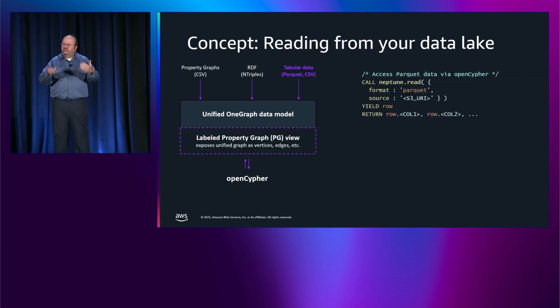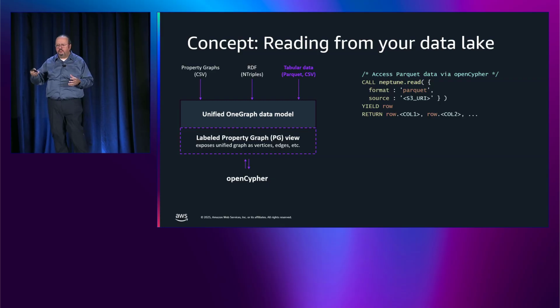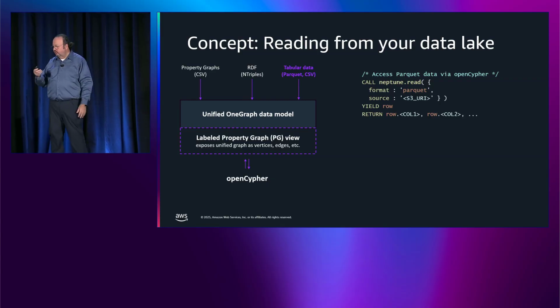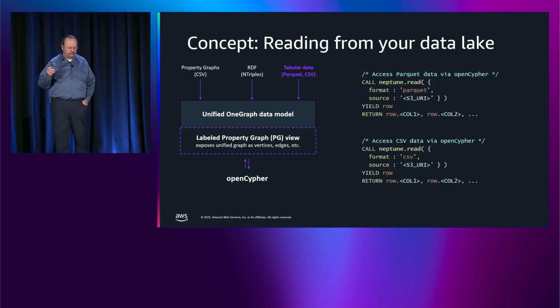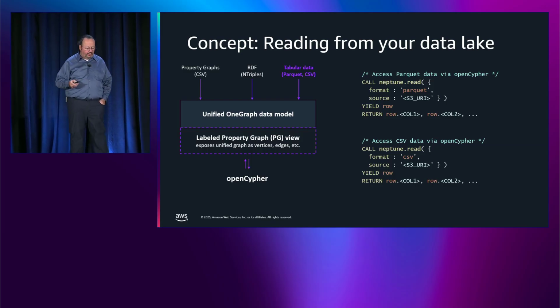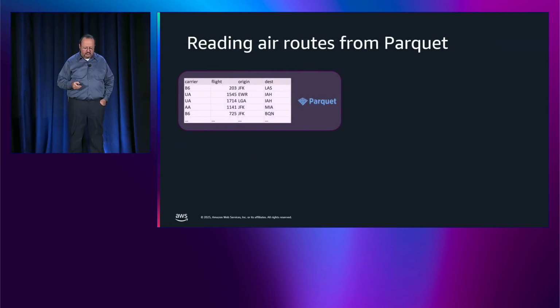Then it returns every single row of that data to you, and you have direct access to columns, and you can use those columns. You can do the same thing with CSV files as well. Okay? So let's look at an example of how to use this.